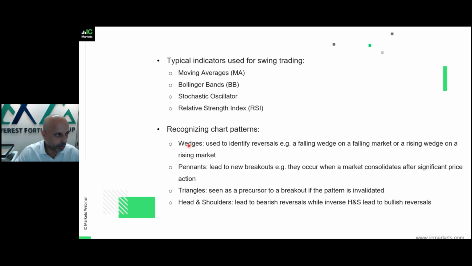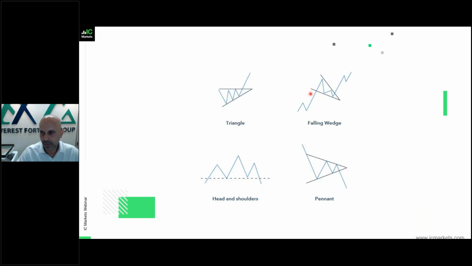So wedges, how can we use wedges? Wedges are used to identify potential reversals. For example, a falling wedge in a falling market or a rising wedge in a rising market. What does that mean? Obviously a picture is easier. So this is the wedge. You can see price trending down, and you can see this black line here. This is the falling wedge.